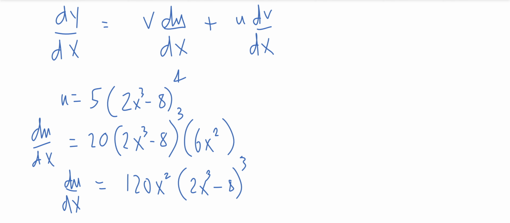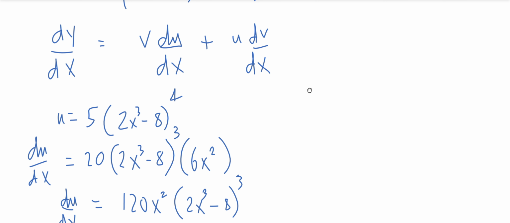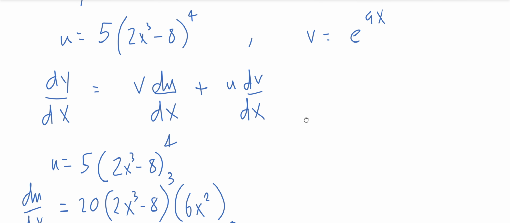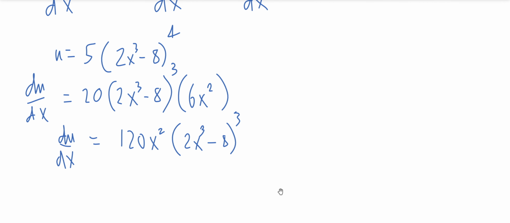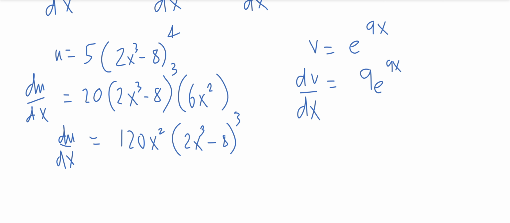Okay, so now to deal with v. And v was e to the power 9x. So if v equals e to the 9x, this is much simpler to differentiate. So then dv by dx equals 9e to the power 9x.